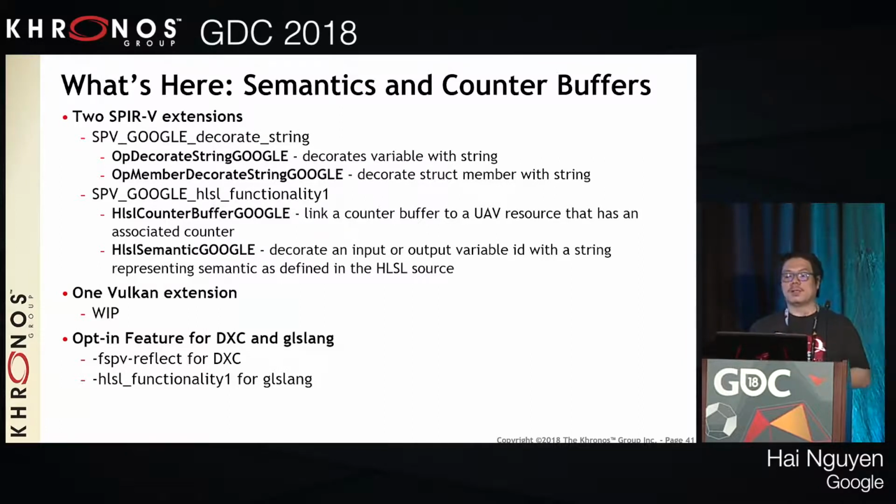The Vulkan extension is in progress. Both of these are opt-in features for the compilers. To opt in for DXC, you do -fspv-reflect, and to opt in for glslang, you do --hlsl-functionality1. I believe glslc supports --hlsl-functionality1 too, right? Tomorrow, okay, tomorrow.